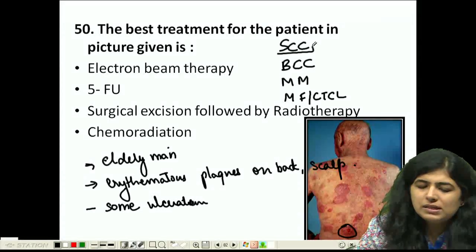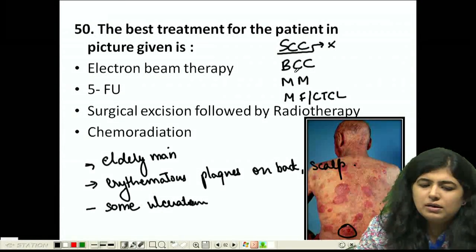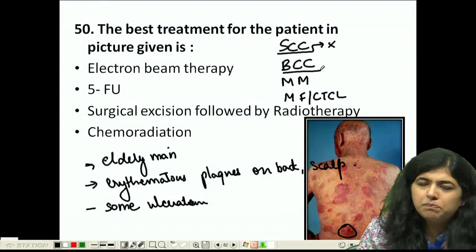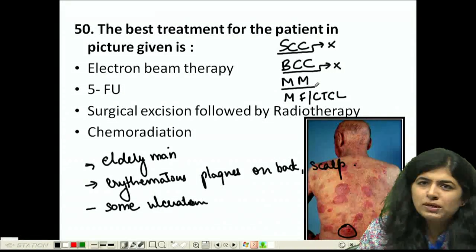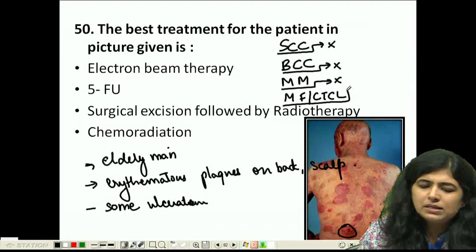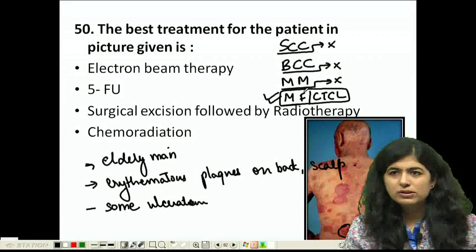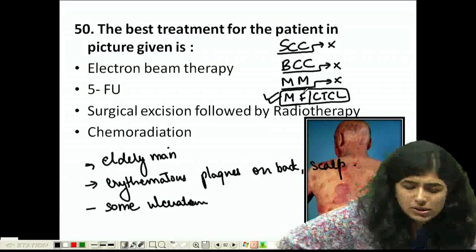Does this look like SCC? Does it have an ulcer or a nodule? No. BCC is again a papule or a plaque with rolled up margins. Does it look like that? No. Malignant melanoma is a melanocytic tumor. It will be black in color. No. Eczematous lesions are seen in mycosis fungoides. So the diagnosis that I reach here is mycosis fungoides.